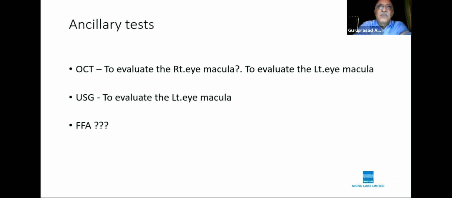OCT will tell us how much it is detached. Ultrasound also can be used. Will you use FFA? Will you do FFA for these patients? No, there's no need for an FFA. FFA is done only when you are in doubt whether there is PDR or not.